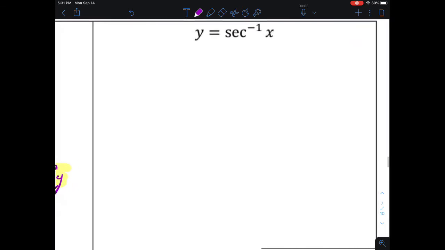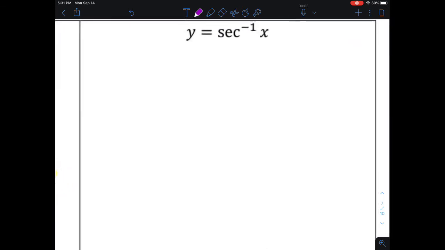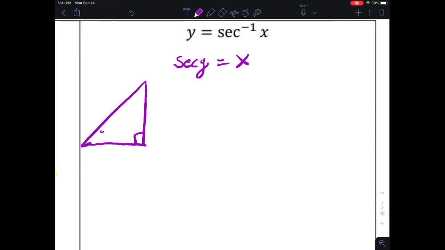And let's do one more. We have inverse secant. So we continue this process on. I would apply secant to both sides to rewrite this without an inverse function. Secant of y is equal to x. We're going to derive this by creating that right triangle again, such that if I apply the secant function to angle y, the ratio of sides is x.